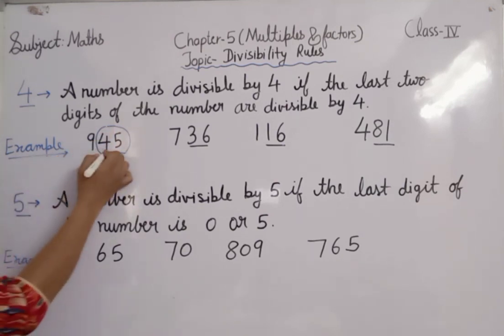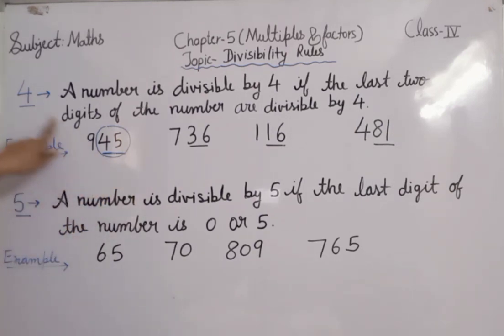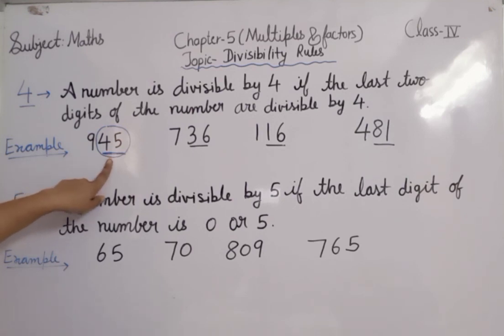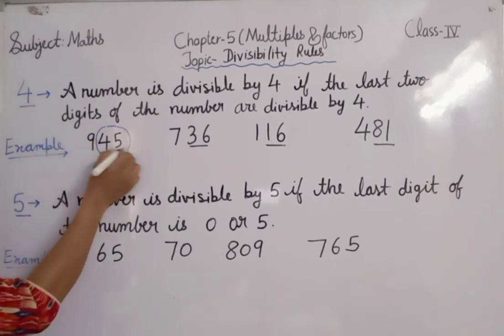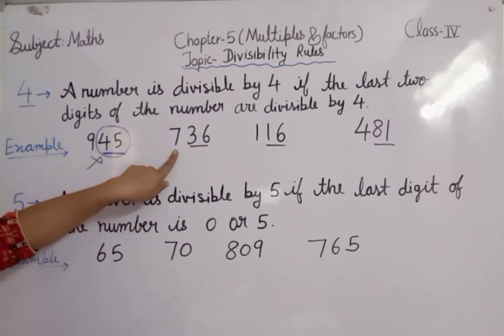So what are the last two digits here? 45. So 45 is not divisible by 4. Yes, there will be a remainder there. So it's not completely divisible by 4. So this number 945 is also not divisible by 4. Now let's take the next number.